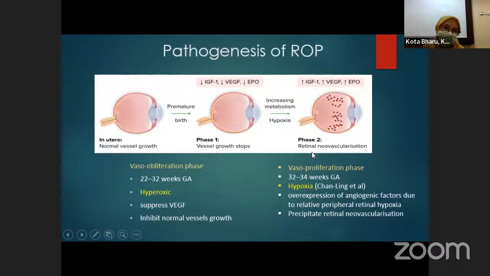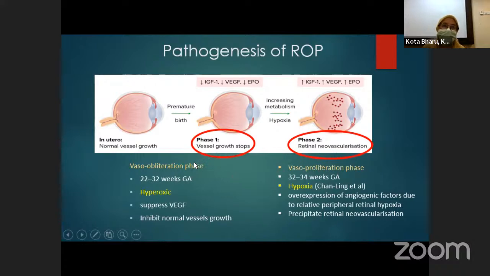Okay, what happens in ROP? Actually, the pathogenesis of ROP is divided into two phases: phase 1, the vaso-obliterative phase, and phase 2, the vasoproliferative phase.